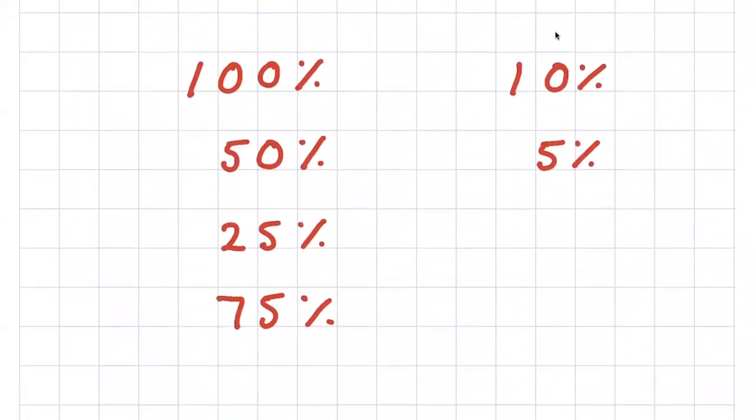So percentage numbers: 100%, 50%, 25%, 75%, 10%, and 5%. These are all of the things that you will need to be able to do. Just remember that 100% of something is all of it, the whole amount. 50% of something is half of an amount. 25% is a quarter of the amount. Don't worry, we'll talk about that later. 75% is the same as 3/4 of an amount. 10% is a tenth. This is going to be our key one, 10%. And 5% is 1/20th, not 1/5.